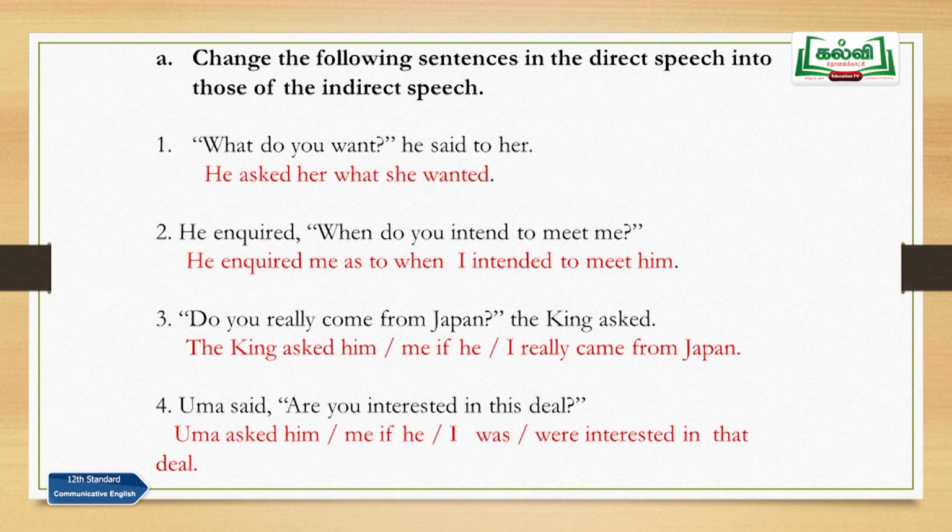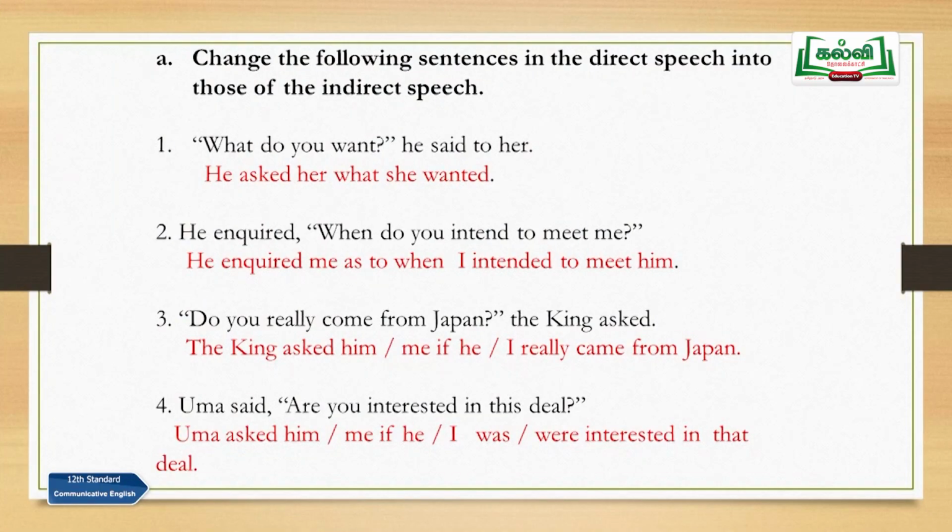Now we move on to the third one. "Do you really come from Japan?" the king asked. So the king is surprised. So the king asked him. If you want, you can add "in wonder" or "with surprise". The king asked him, or the pronoun could be changed. You could also say the king asked me. Now if I take "him" as the pronoun, this is my answer: The king asked him if he really came from Japan.